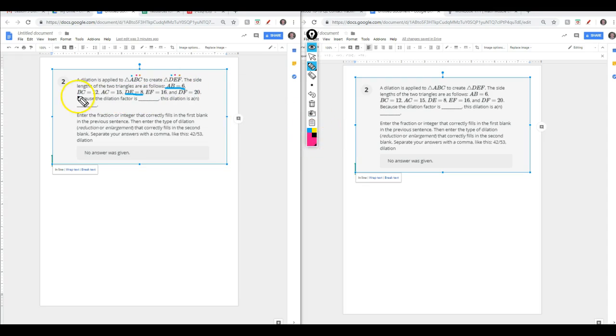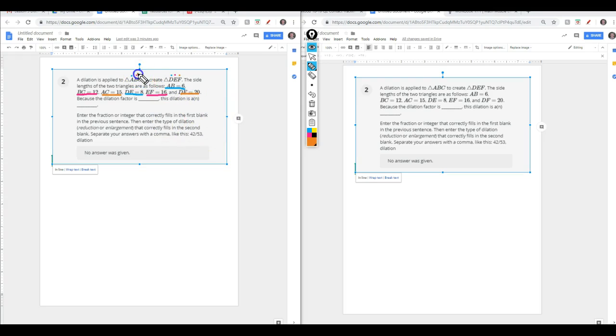So we're going to be comparing side length BC to side length EF, and then since we have the first and the third vertex, that's going to be side length AC. It's going to correspond with the first and the third vertex here, which is going to be side length DF.